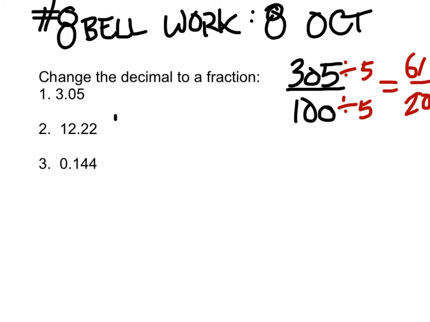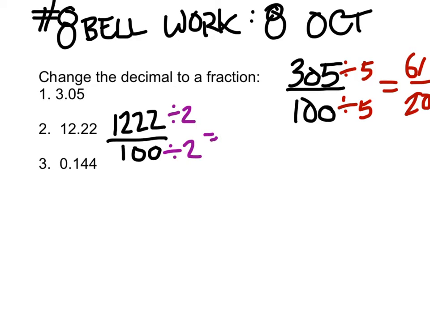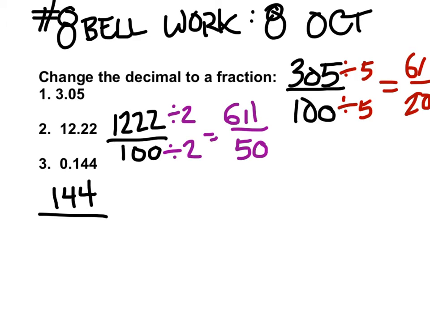Alright, 2 is going to be the same way. You got 1222 over 100. Well, then you're just going to divide by 2. And you're going to get 611 over 50. And 144 over 1,000. Very good. What are we going to divide by, though? 2. Just kidding. What about 4?